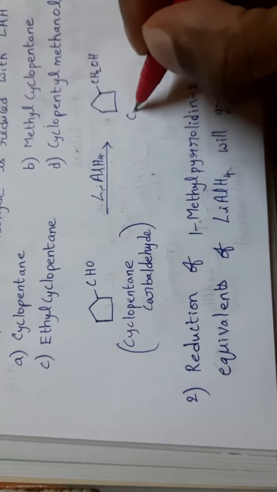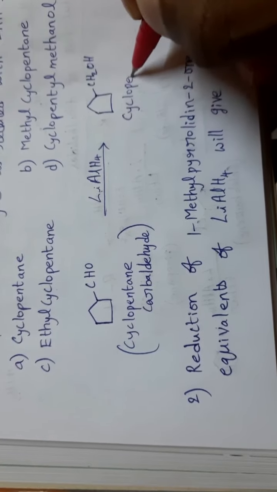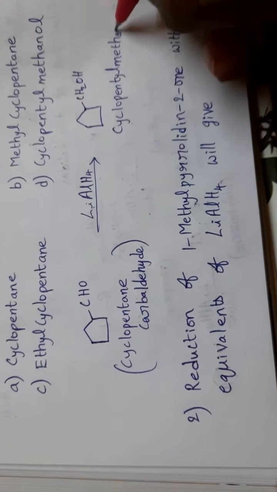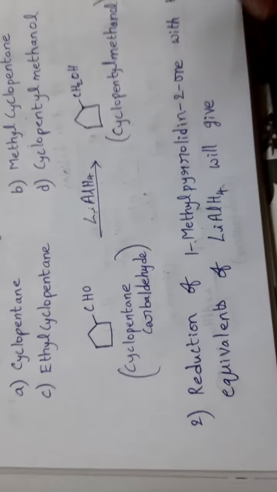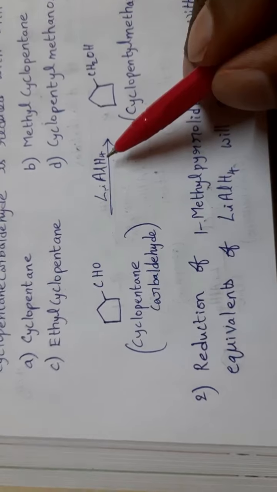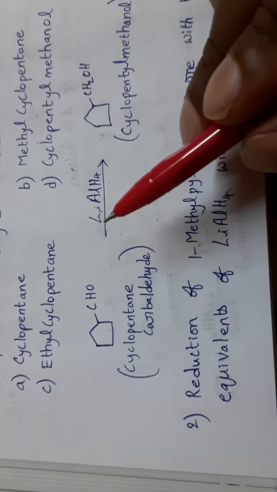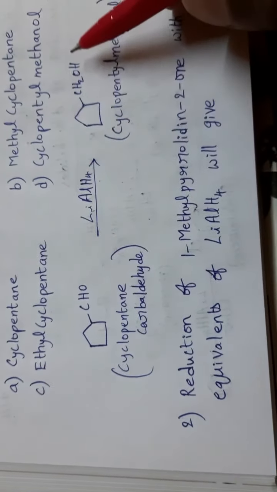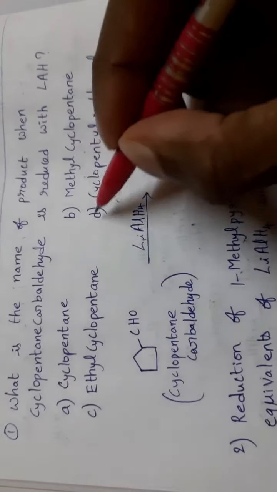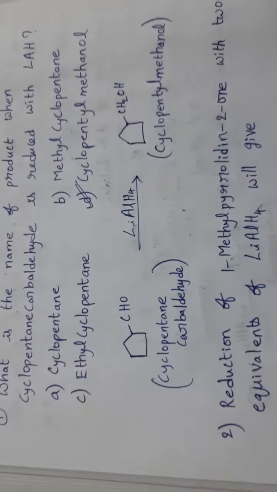Its name is cyclopentyl methanol. So already we know that aldehydes are reduced to primary alcohols with LiAlH4. Here also same change takes place. CHO converted to CH2OH. Then what is the option? Option D is the answer.